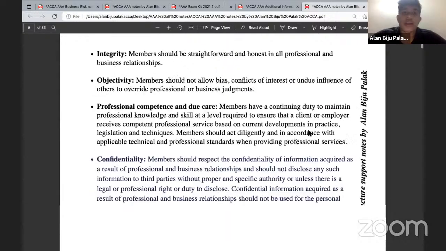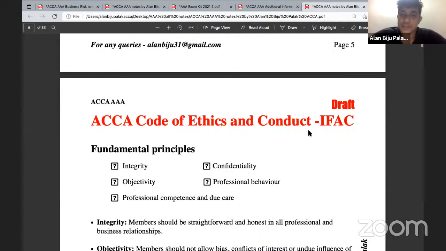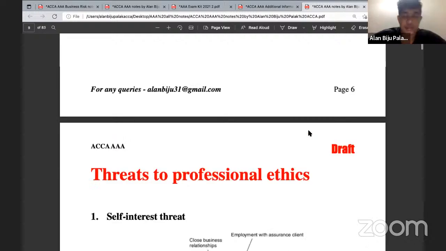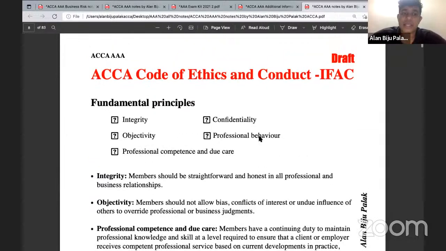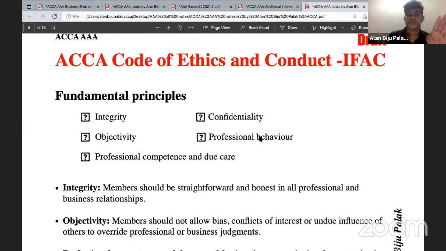So basically, talking about the ethics part, we will be considering two things here. There will be fundamental ethical principles, which appear in your exam as part of the professional issue. And there are also some threats to professional ethics. So these are the two things that are regularly asked in the 50 marks area, as well as in your 25 marks area. Basically, talking about the fundamental ethical principles, we have 5 fundamental ethical principles: integrity, objectivity, confidentiality, professional behavior, professional competence, and due care.